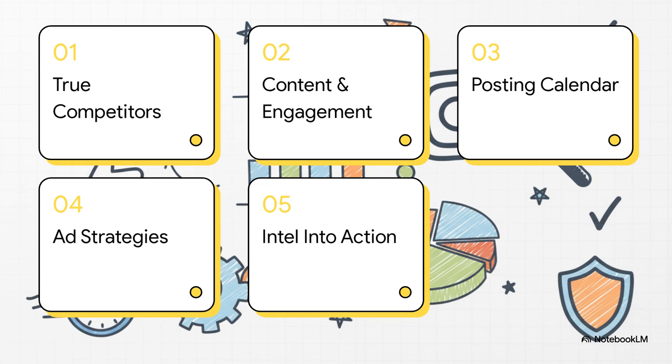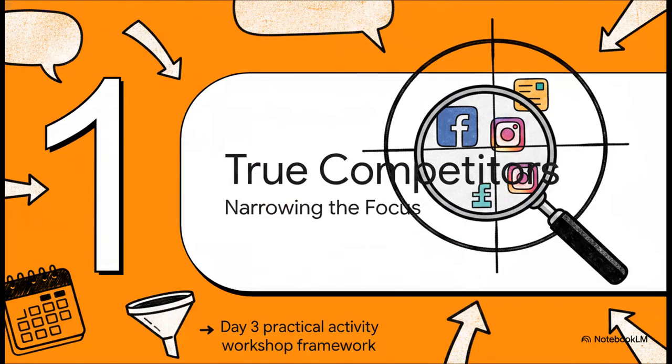Okay, here is our roadmap for today. We're going to demystify competitor analysis in 5 steps. Finding true competitors, decoding content and engagement, reverse engineering the posting calendar, uncovering ad strategies, and finally turning all of that intel into action. Let's jump right into Section 1, Finding True Competitors, and narrowing our focus.